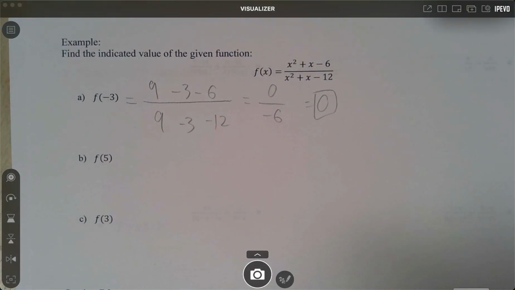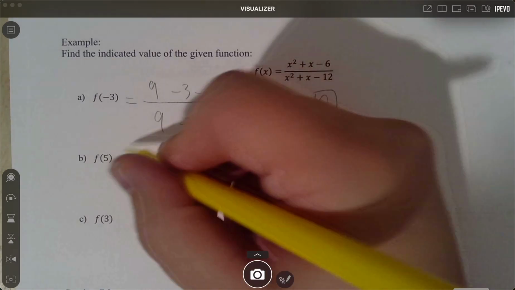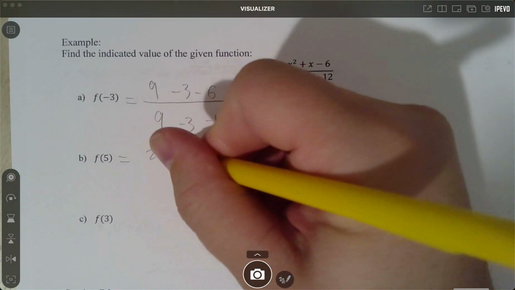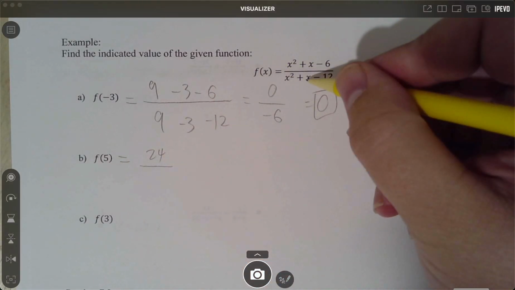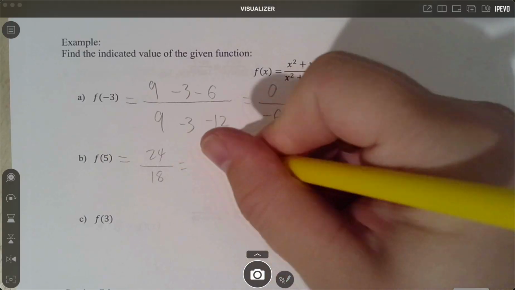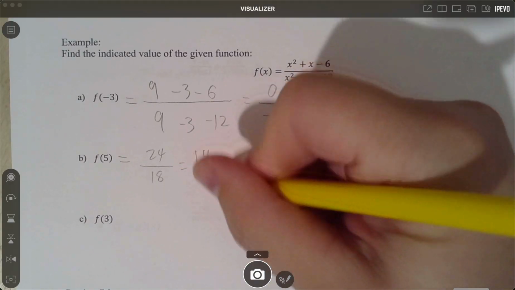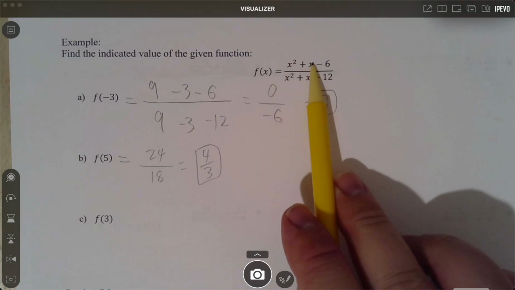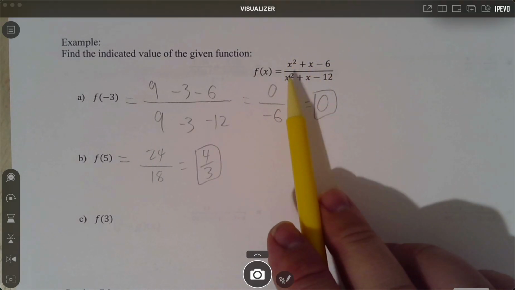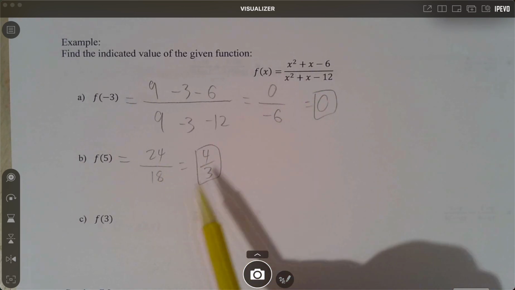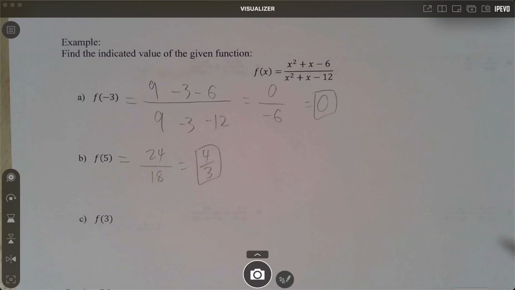All right, and then from there, we can just go quickly. I'm going to do this super quick. 25 plus 5 minus 6 is 24. 25 plus 5 minus 12 is 18. And so I've got 24 over 18. Again, I know I'm working that out quick, but really this is just plugging in and doing some quick PEMDAS. Just plug in 5: 25 plus 5 minus 6. Plug in 5: 25 plus 5 minus 12. And there we go, 24 over 18 reduces because it has a 6 in common, to 4 over 3.